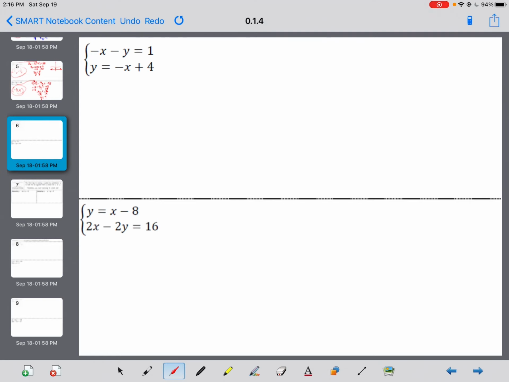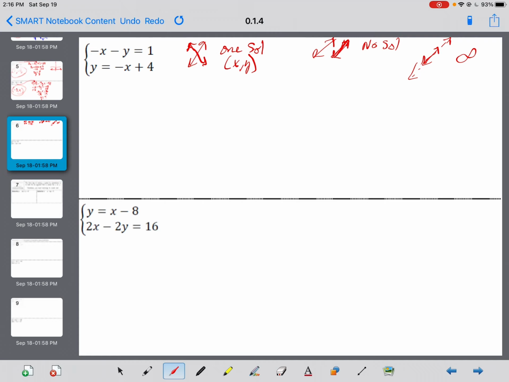Good. Now remember, we have 3 kinds of answers. You've got intersecting lines. That's one solution, right? X comma y. We've got parallel lines that have same slopes but different y-intercepts. That's no solution. And then you have same lines. That's infinity solutions. Okay?